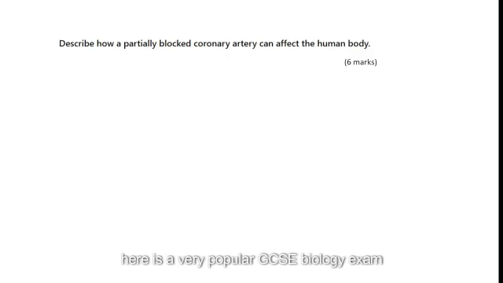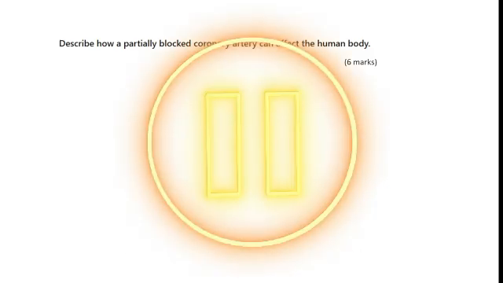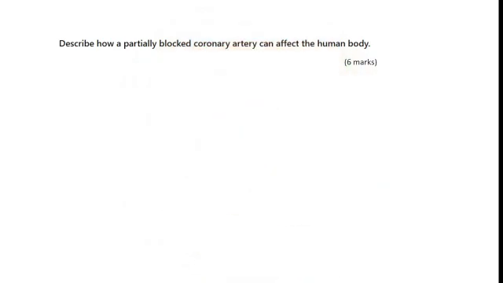Here's a very popular GCSE Biology exam question. Please pause the video and try this question. It's a 6-marker, so you need to have a minimum of 6 points, but think about as many points as you can come up with and write your answer. Then I will do my answer on the board. Then you can compare your points and award yourself marks and see how many marks you deserve. Also, if you missed any points, you can quickly write them down. Pause the video and try this now.